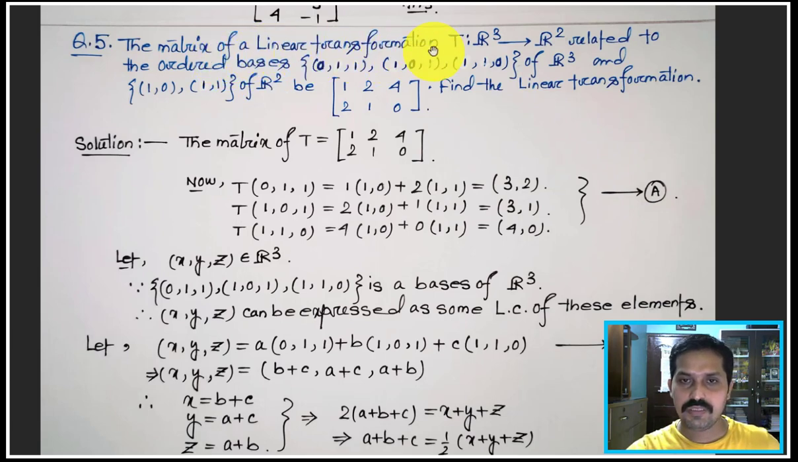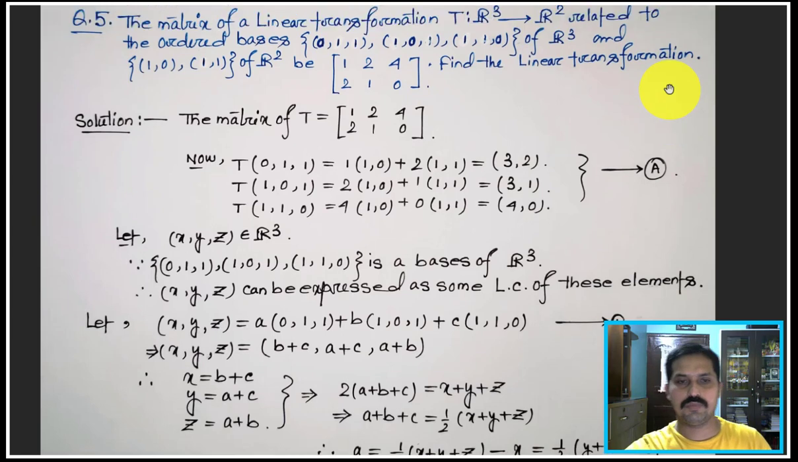The matrix of a linear transformation T mapping R3 to R2 related to the ordered bases {(0,1,1),(1,0,1),(1,1,0)} of R3 and {(1,0),(1,1)} of R2 is this. This is our matrix. Find the linear transformation. So this is our basis for this vector space, and this is our basis for this vector space, and this is the matrix related to the linear transformation. We have to find the linear transformation. So write down the matrix of T: 1 2 4 2 1 0.